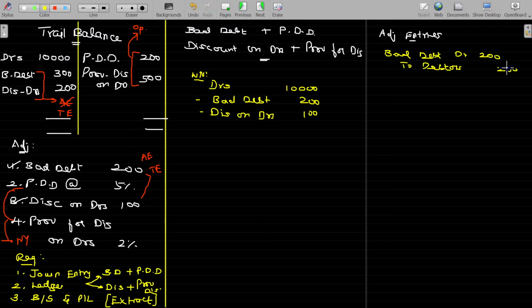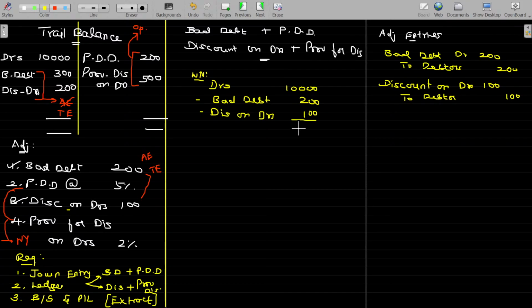And of course, we have to pass the entry for adjusting the discount on debtors. The entry will be a similar one. Rather than bad debt, I am going to debit discount on debtors. This discount on debtors being 100, to debtors. By passing these two journal entries, what happens? The debtors balance will be decreased, right? That's why I am subtracting these two.